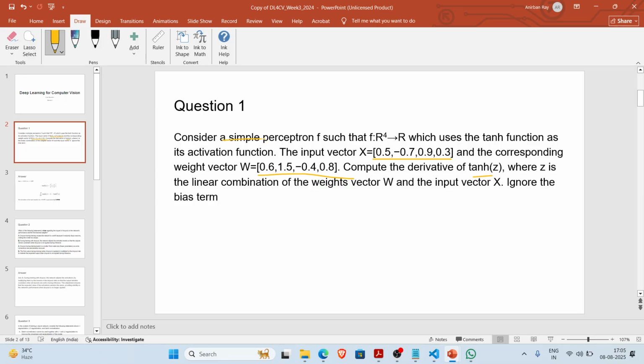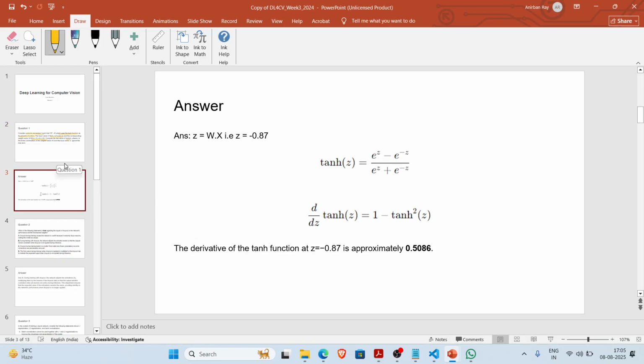A perceptron function f is there, which uses the tanh function as its activation function. You are given an input vector x and a weight vector w. The derivative of tanh(z) is to be found, where z is the linear combination of w and input vector x, and ignore the bias term. So there is no bias term, and this is how we have to handle it.